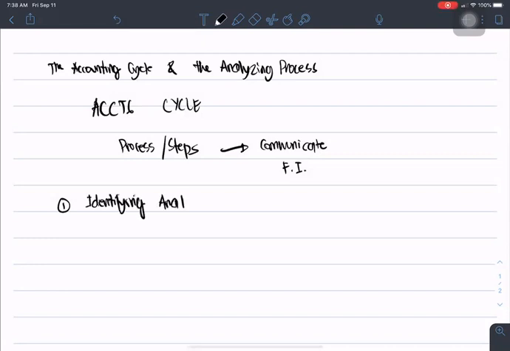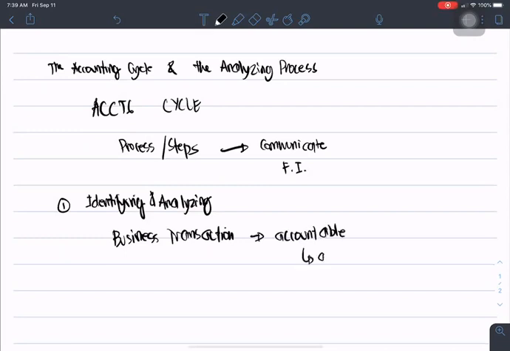Identifying and analyzing. When we say identifying and analyzing, take note again, we said we only identify transactions pertaining to the business. So we look for business transactions. And that business transaction must be accountable. When we say accountable, it must affect the assets, liabilities, or equity of the business. So why only business transactions? Because of the separate entity theory, that the owner and the business are separate. Hence, we will only record business transactions.